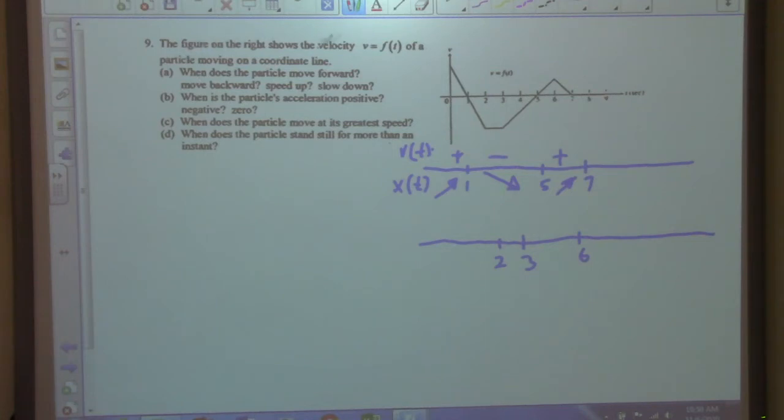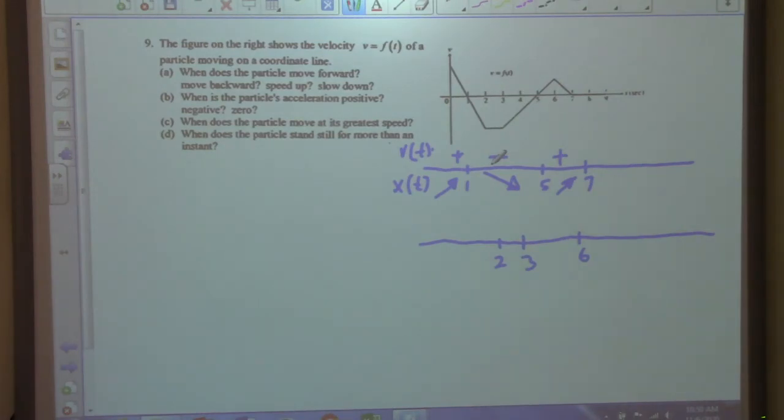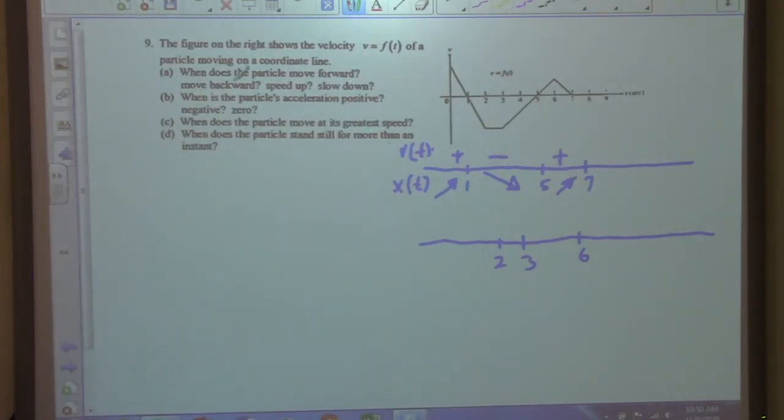So here we have the velocity. When does a particle move forward, move backward, speed up? You can imagine this whole walking thing, right? We talked about back and forward: velocity is positive, velocity is zero, velocity is negative. So, let's talk about A. When does the particle move forward? Well, that would be between 0 and 1, and anywhere else? 5 and 7.